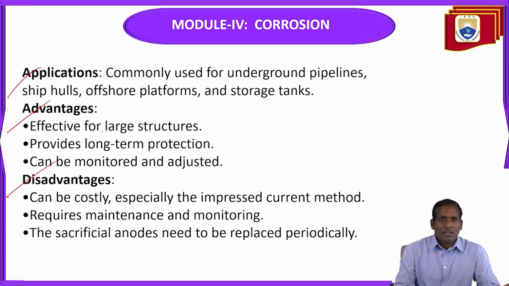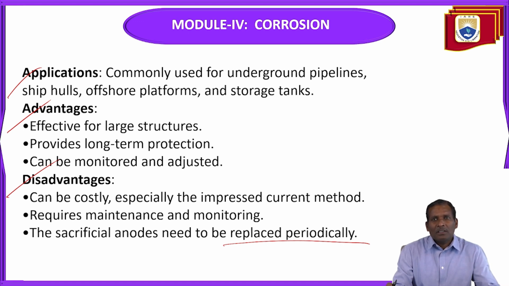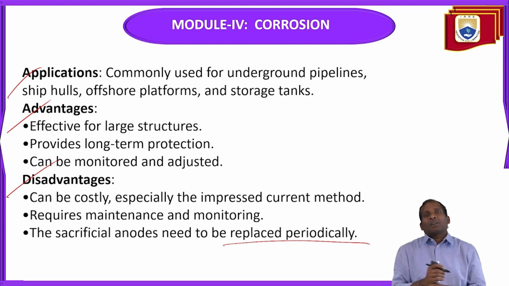Disadvantages: it can be costly, especially the impressed current method, and it requires maintenance and monitoring. The sacrificial anodes need to be replaced periodically. This is the disadvantage of the sacrificial method: the anodes have to be replaced frequently. And one more thing is that it is very costly, so the maintenance and monitoring cost is also very high.